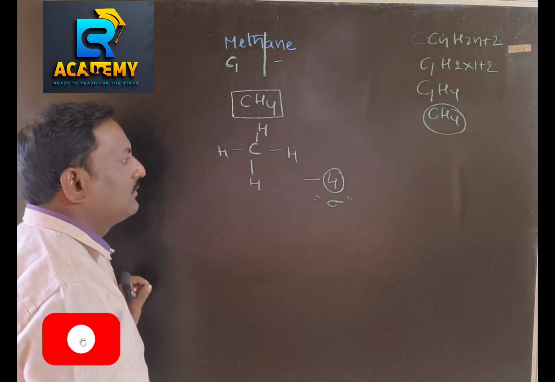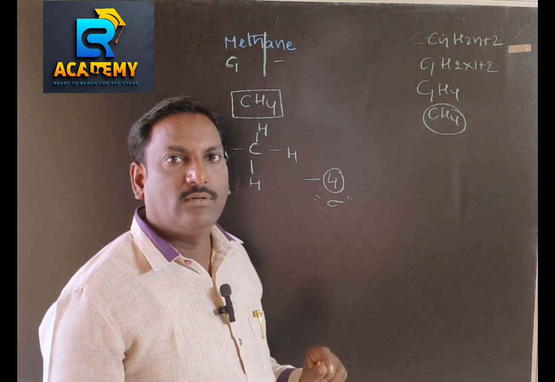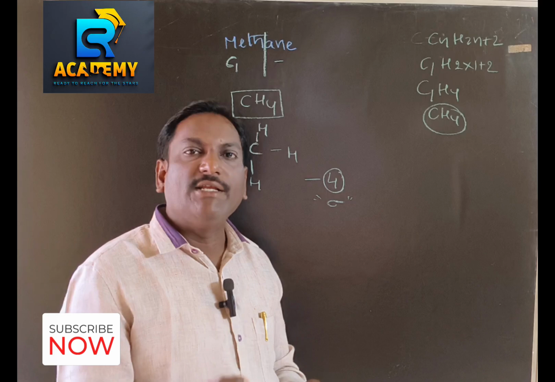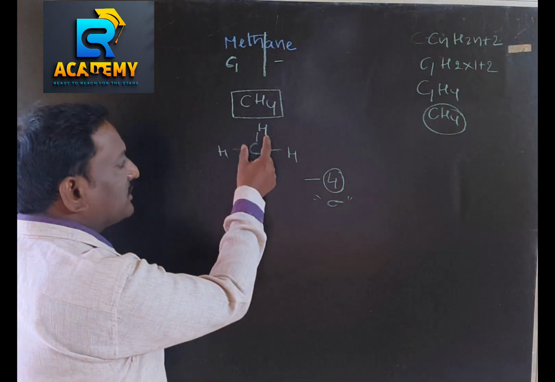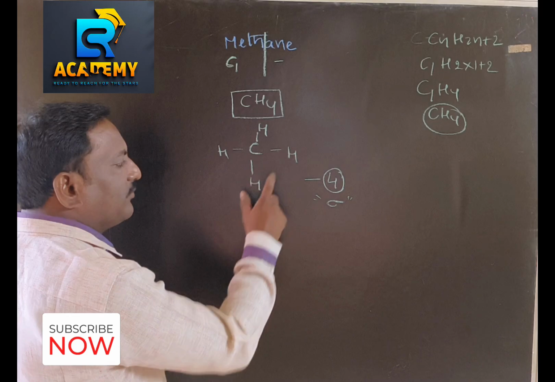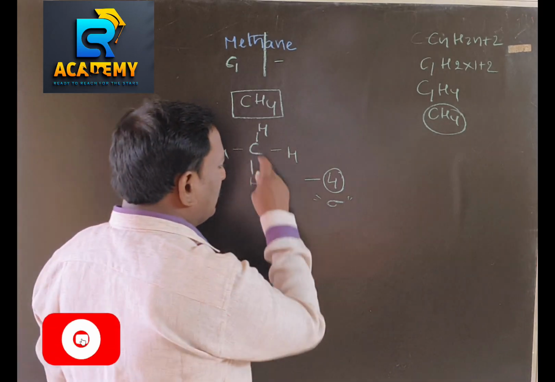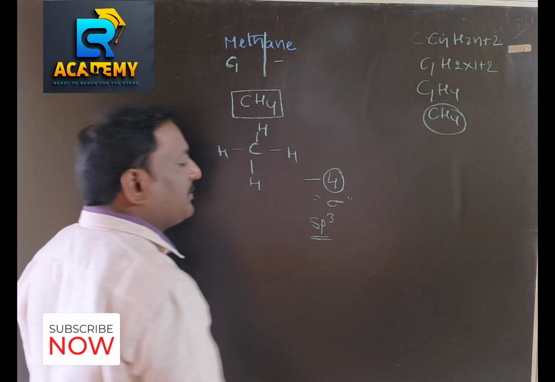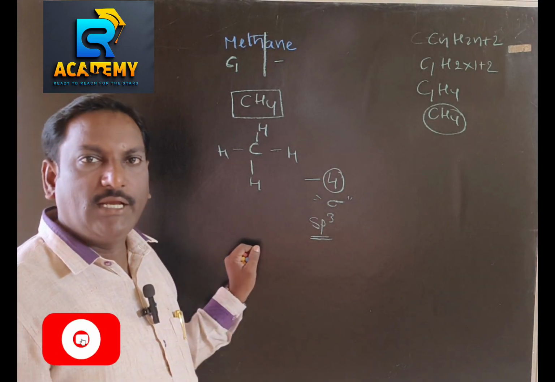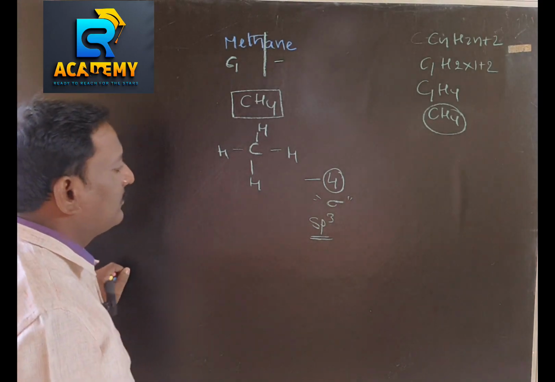Next, question number 3. What is the hybridization of the carbon atom in methane? Carbon gives 4 sigma bonds, only single bonds with its neighbors. So that's why this carbon undergoes sp3 hybridization. sp3 hybridized carbon.